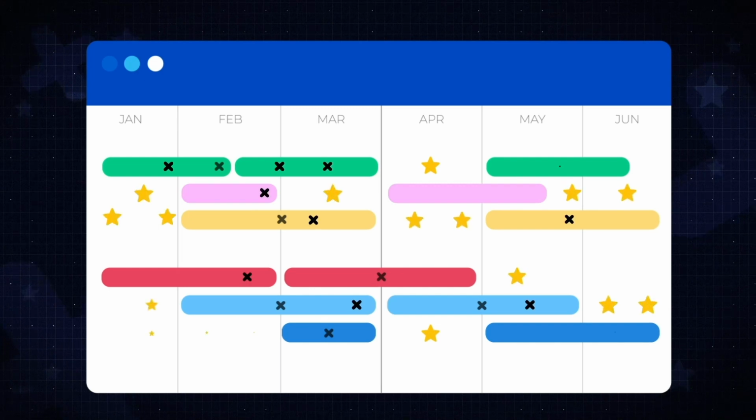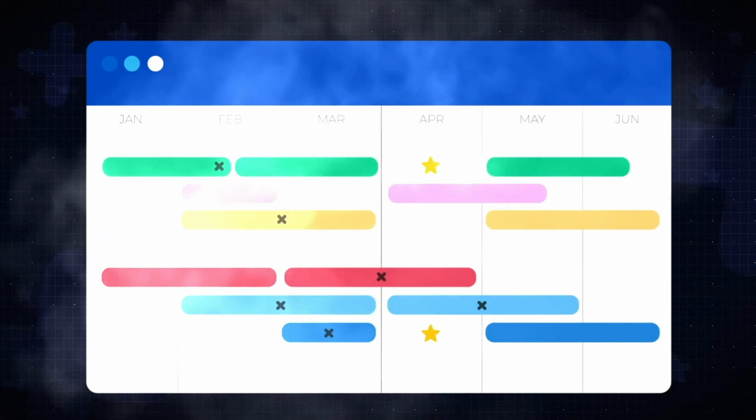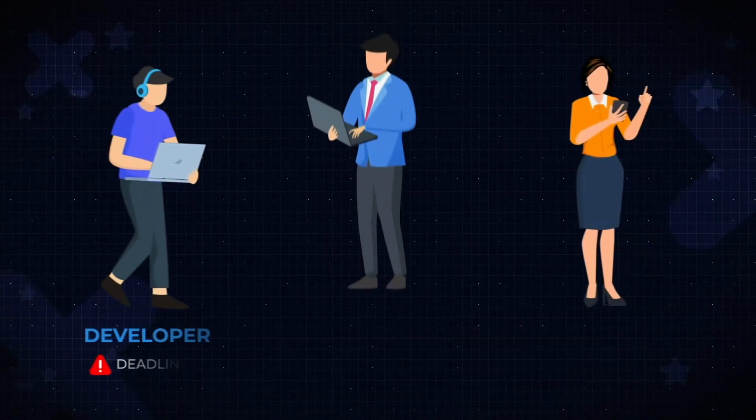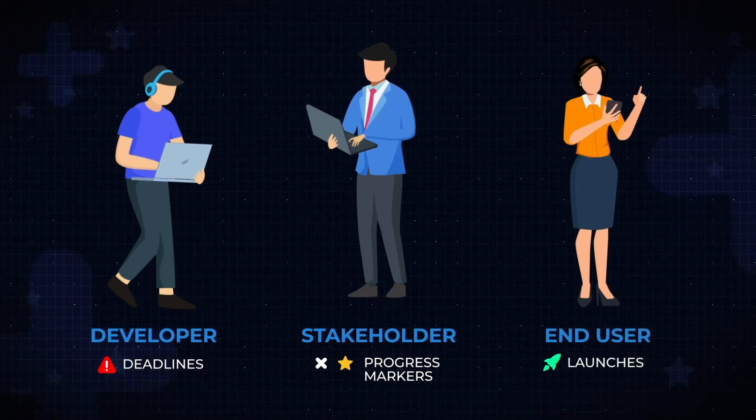Milestones are tricky because you don't want to have them for every foreseeable achievement, but consider what the audience of the roadmap might find useful to see. While the dev team needs deadlines, stakeholders will benefit from progress markers, and end users will care about launches.